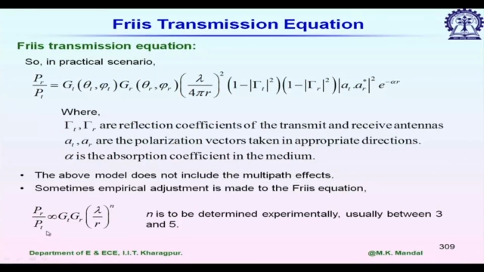So, what we do practically, we do some measurements and try to fit that measured data by considering a typical n value, which will give minimum RMS error. So, in that case PR by PT is simply proportional to GT GR into lambda by r to the power n. So, the n value, instead of 2, is determined experimentally, and it can vary from one indoor model to another indoor model, with typical values between 3 to 5, not 2, but higher than that.